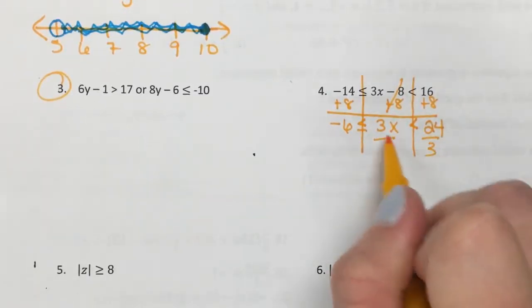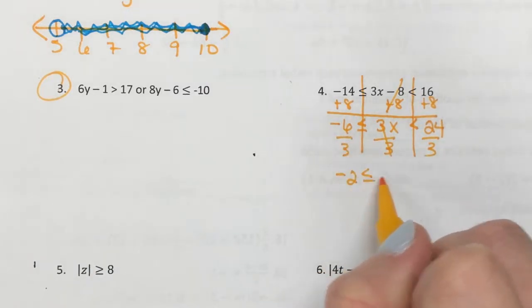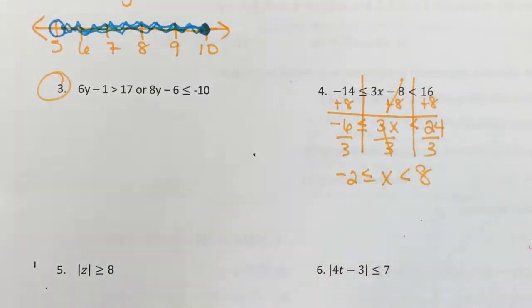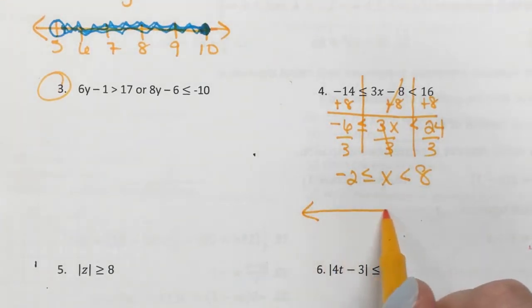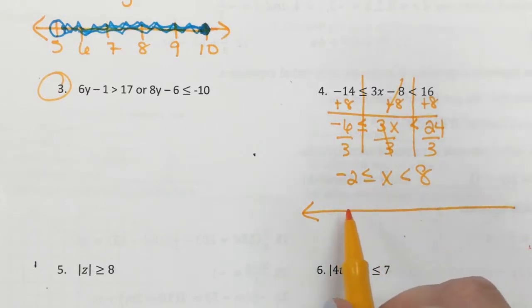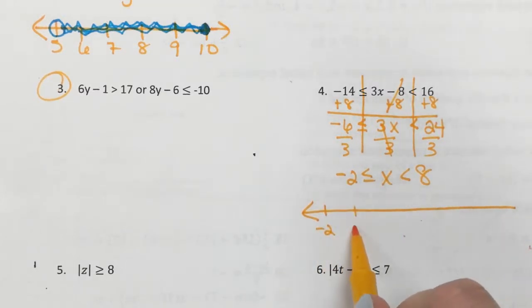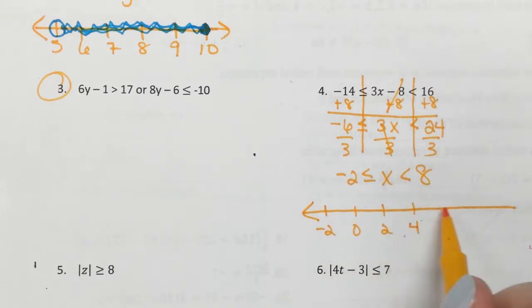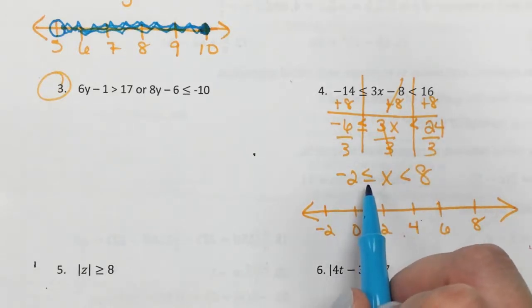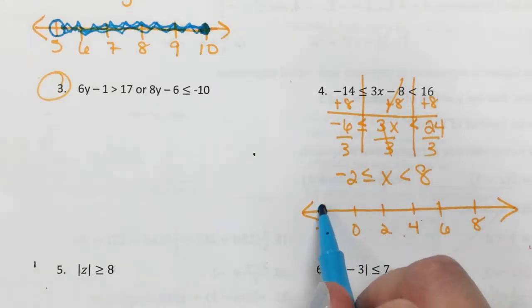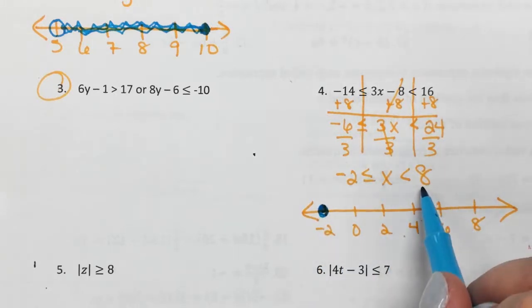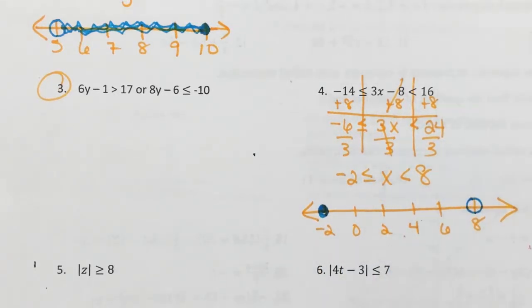Divide by 3 on all sides. And 24 divided by 3 is 8. So this one's got to be kind of big. So instead of counting by 1s, what can I count by instead? Let's count by 2s. It'll make my life easier, right? All right, so just slow down. What does the negative 2 get? Closed. What's the 8 get? Open. And it's a less than.